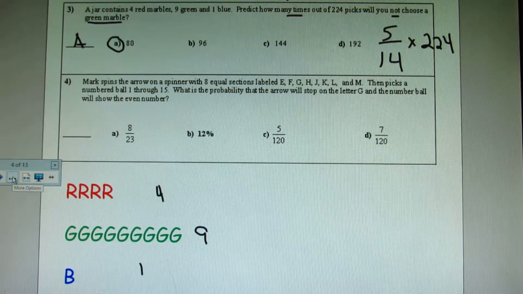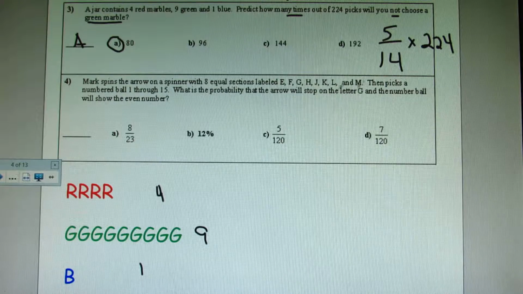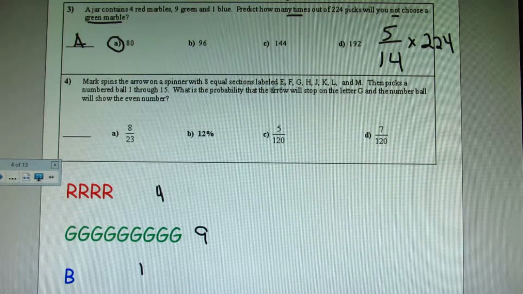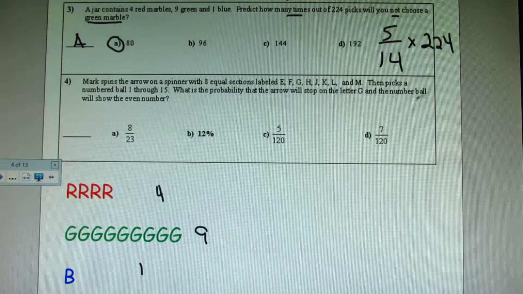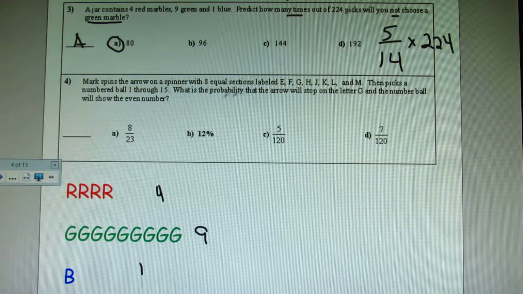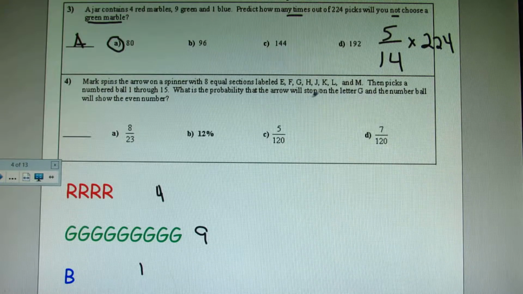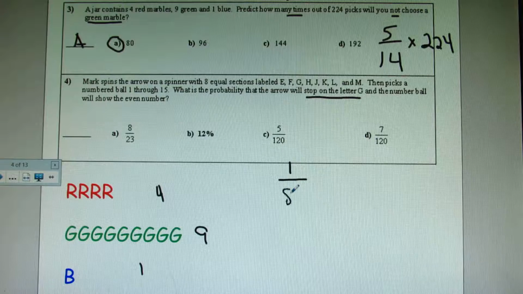Next one. Mark spins an arrow on a spinner with 8 equal sections, and they are labeled E, F, G, H, J, K, L, M. Then picks a numbered ball 1 through 15. What is the probability the arrow will stop on the letter G and the numbered ball will show an even number? All right, I gotta reread that with the first part. What is the probability the arrow will stop on a G? That probability is 1, because there's 1 G, out of 8.